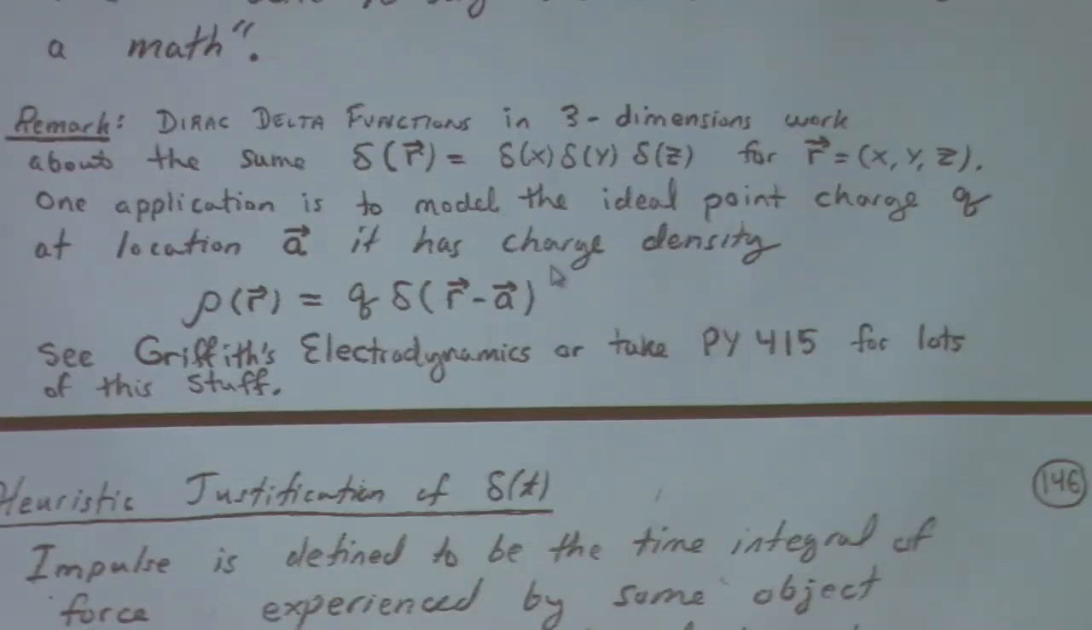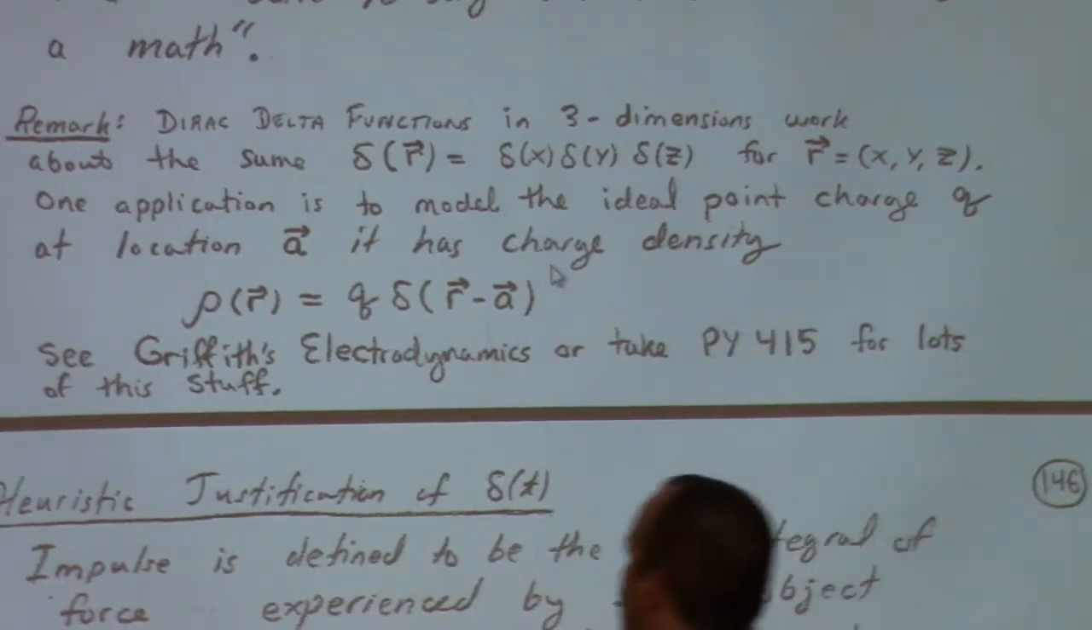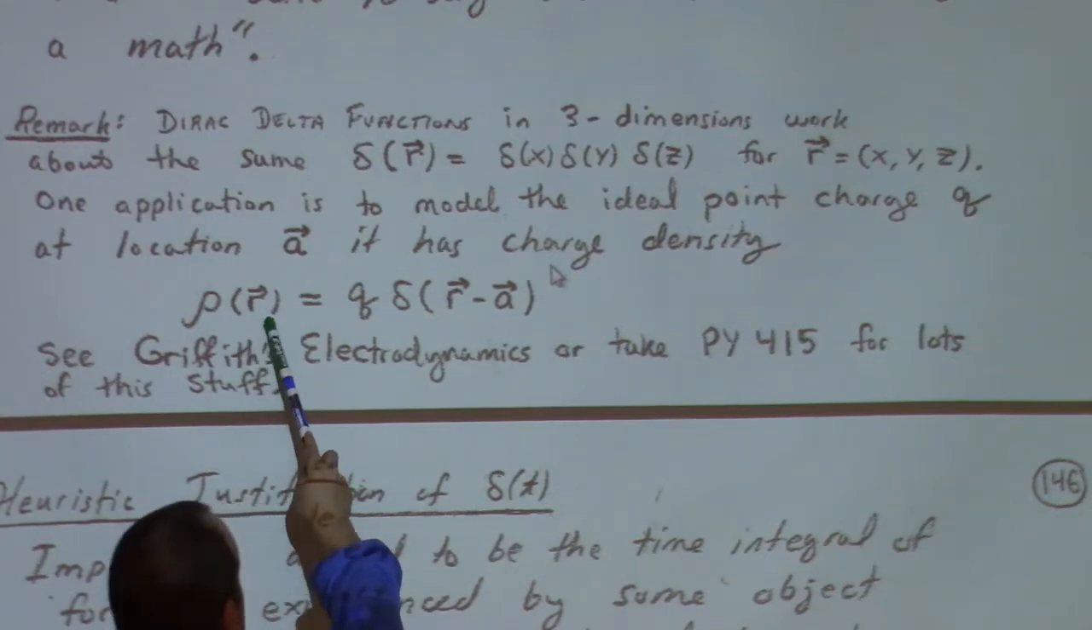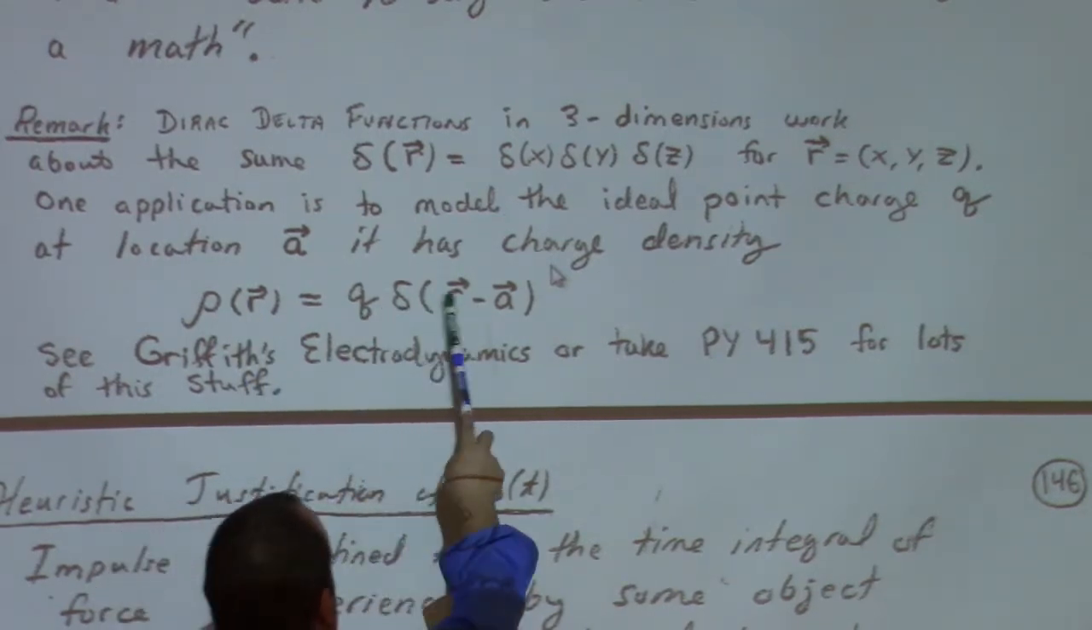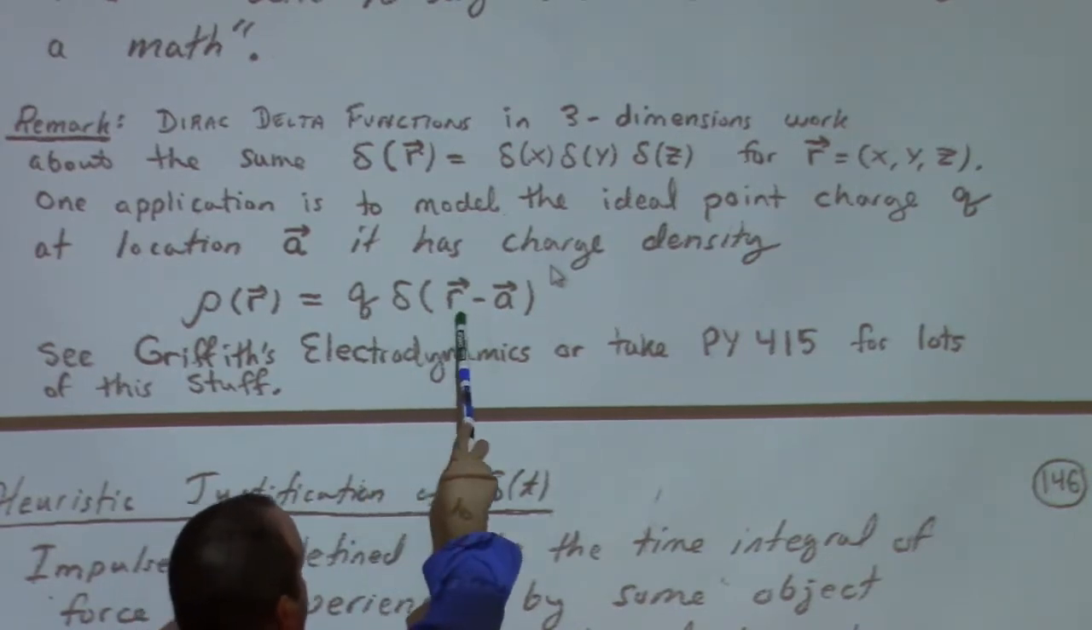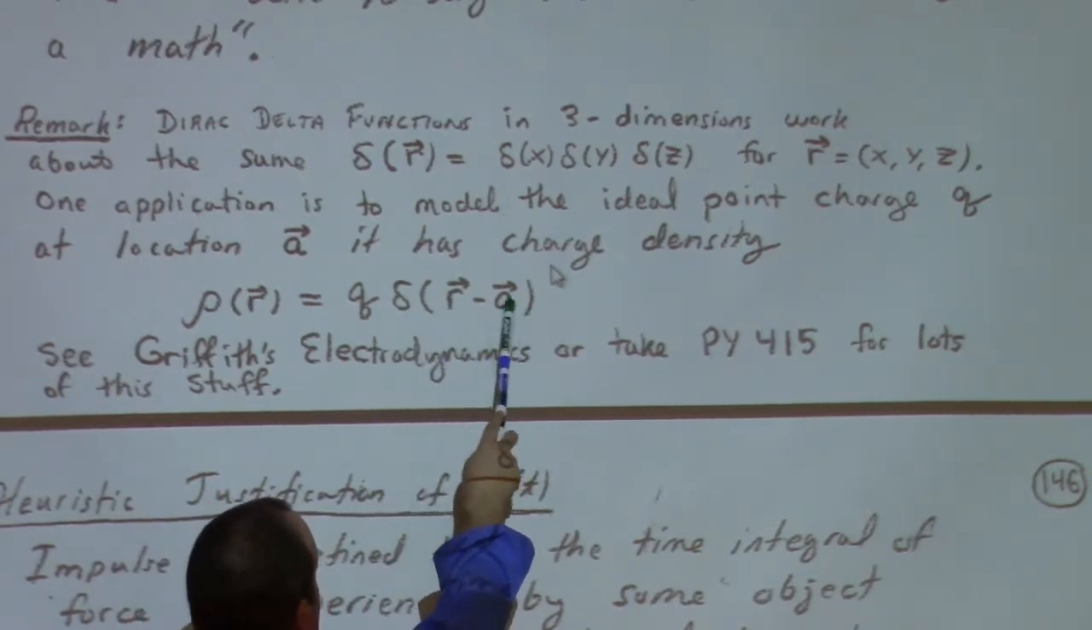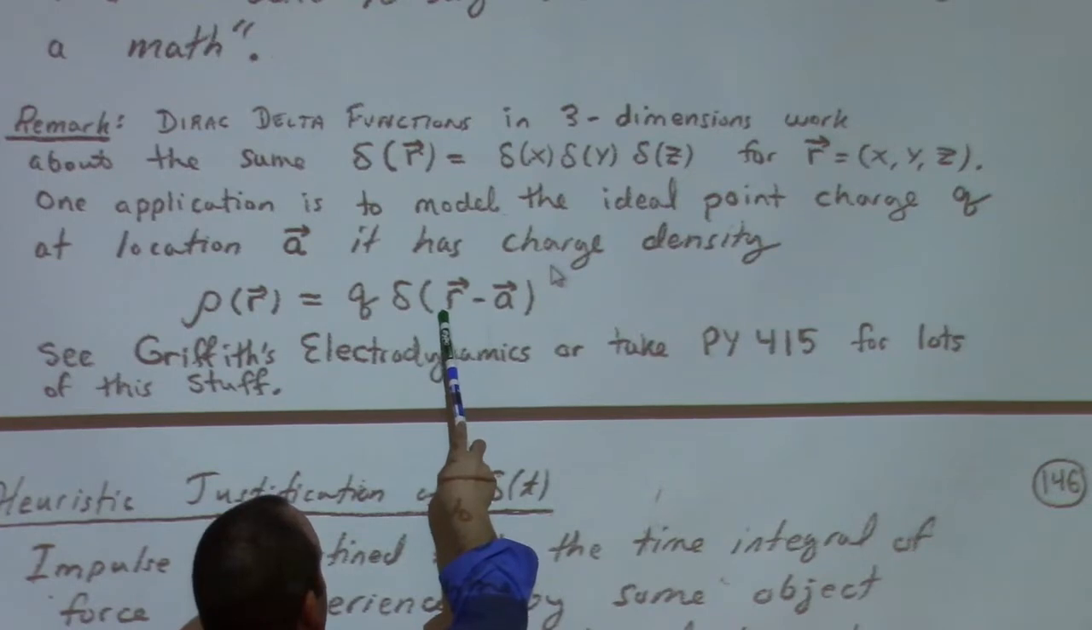One use of these would be, for example, for a point charge. What's the charge density of a point charge? I could use this. The charge density, the density per unit volume of a point charge, is Q times delta of r minus a. This puts the charge Q at position a. So this is 0, strictly 0, for any position vector except for a.